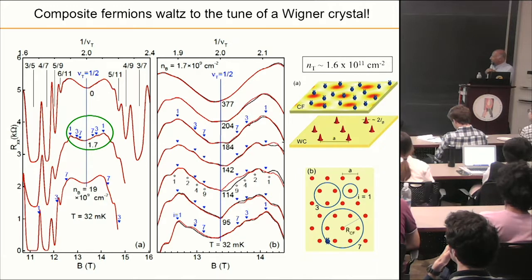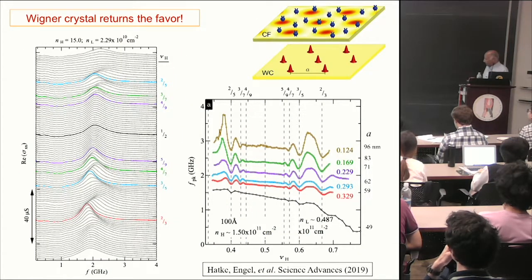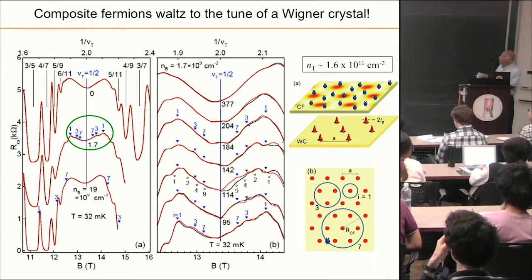But I would say the main conclusion here is that there are features, and they agree reasonably well with what you would expect for composite fermions in this layer going around the potential produced by the Wigner crystal. And of course, you can get the lattice constant and the periodicity, which turns out to be consistent with a triangular lattice. So this was probing the Wigner crystal with composite fermions. That's why I call this composite fermions waltz to the tune of a Wigner crystal. This was, by the way, the original title of our paper.